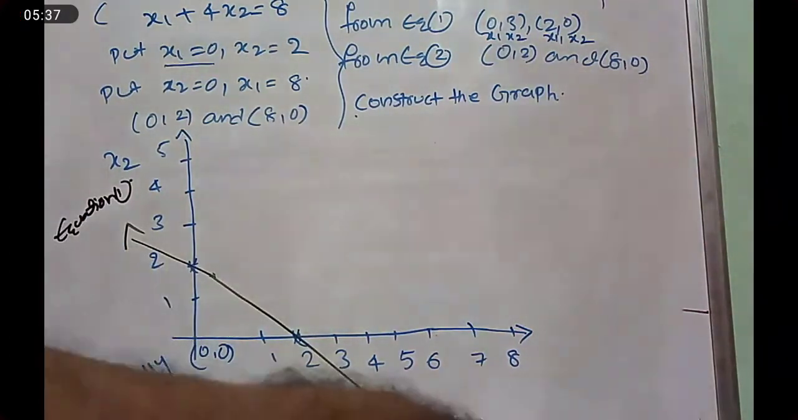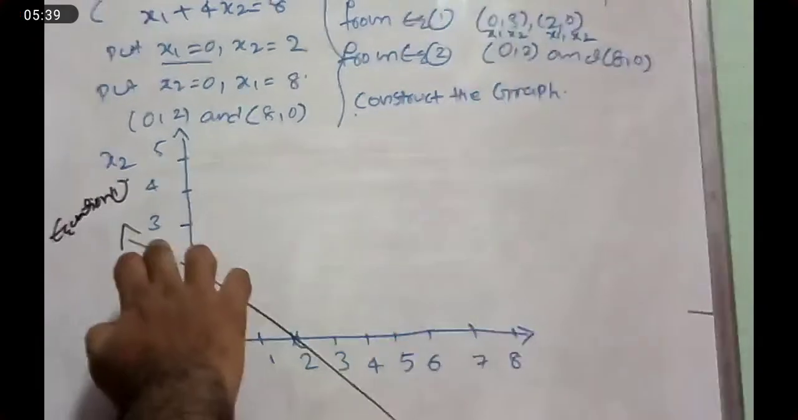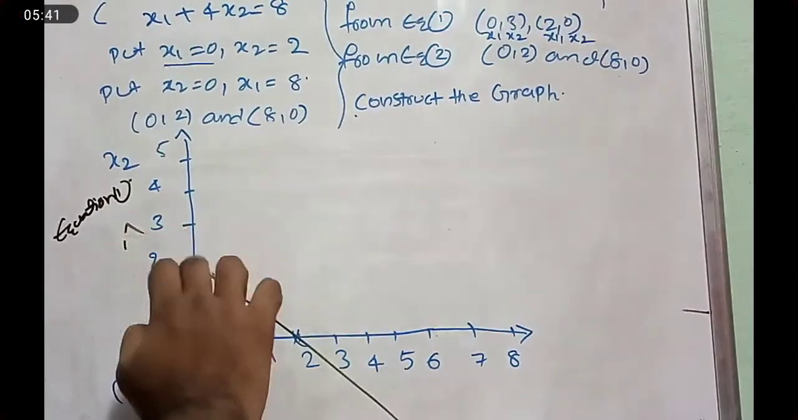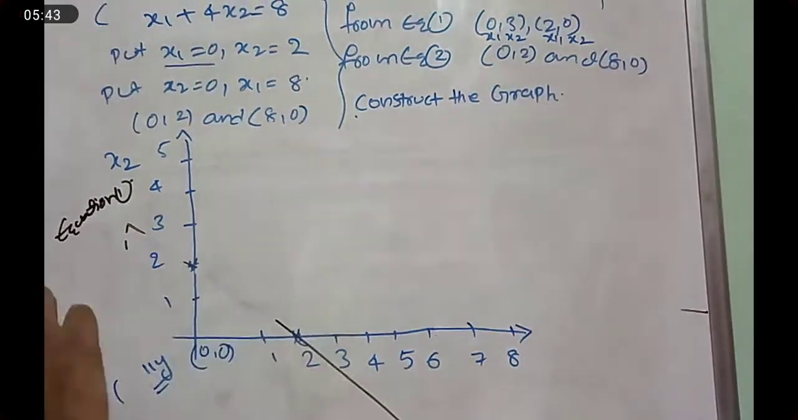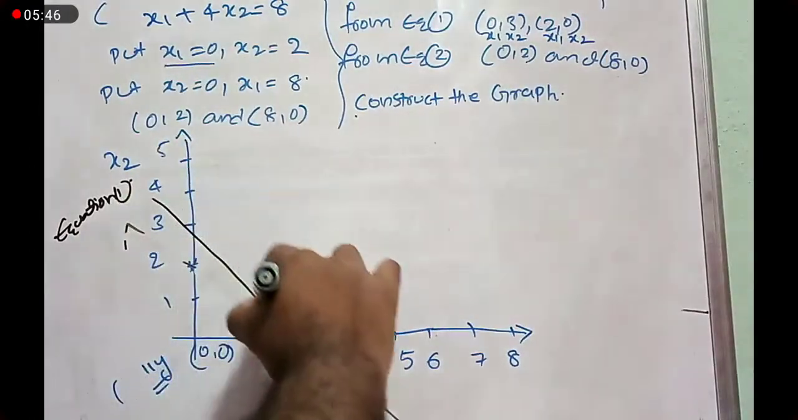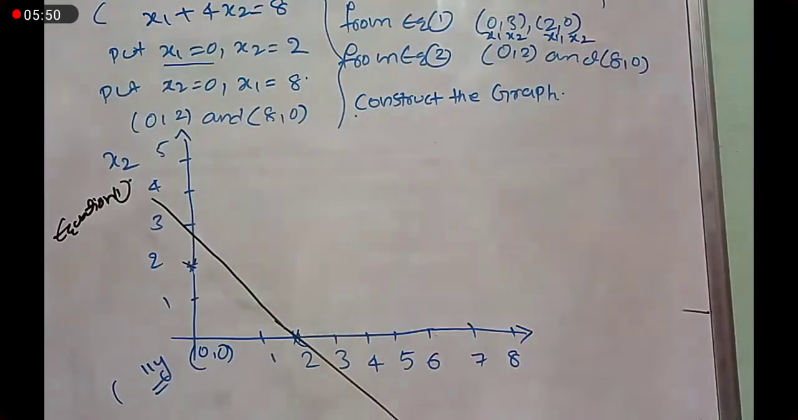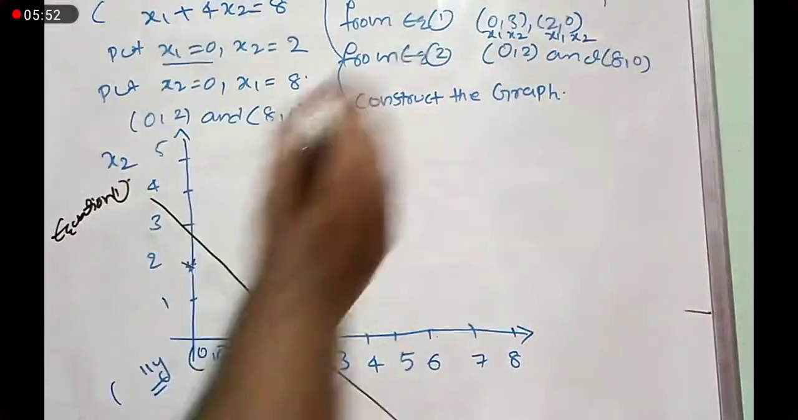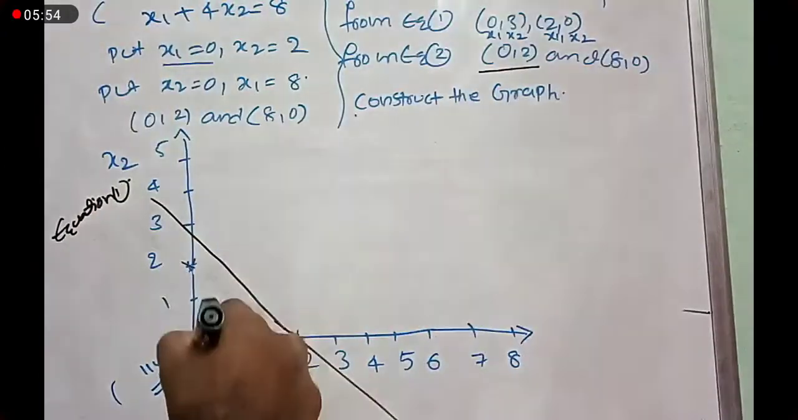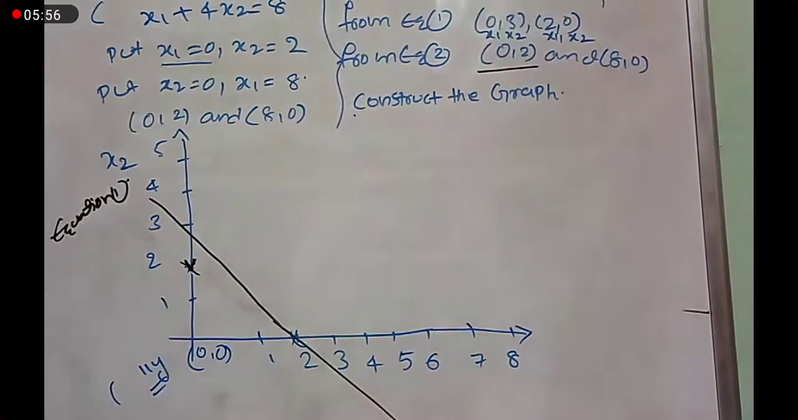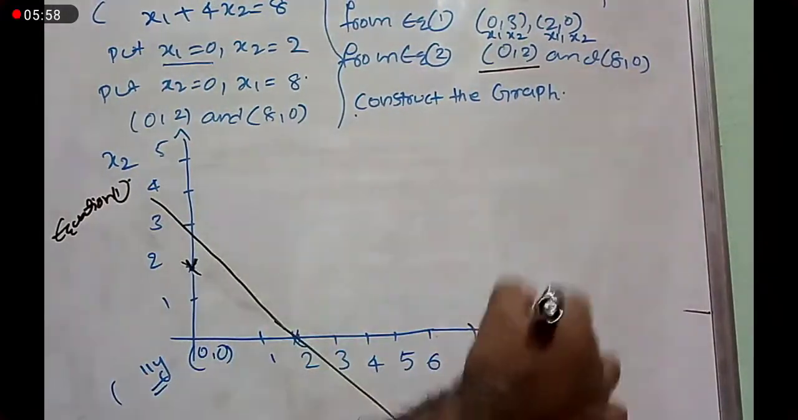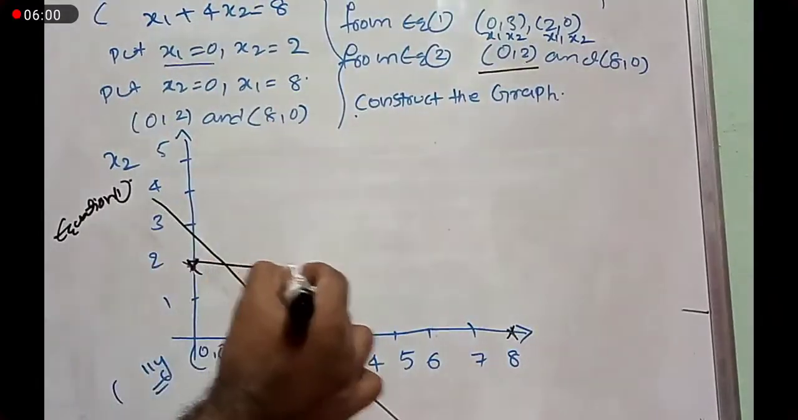The first equation has 0 and 3. 0 is on the x-axis side, and 3 is on the y-axis side. Put it there and you will get the line. Similarly, for the second equation, 0, 2 and 8, 0. So 0 on the x side and 2 on the y side, and 8, 0 means 8 on the x side and 0 on the y side.